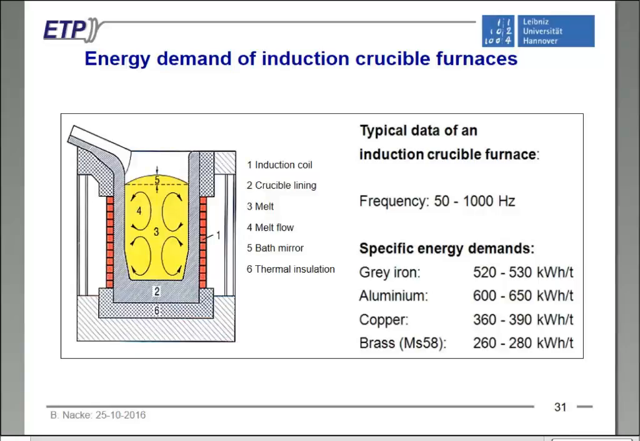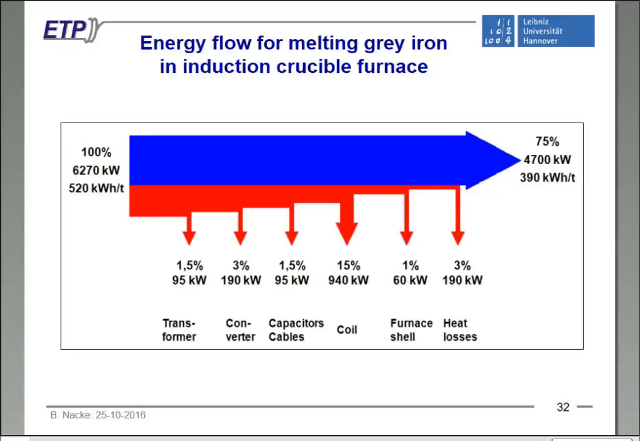So, looking a little bit at efficiencies or energy demands we need for melting. Here is a classical crucible furnace. For gray iron, we are in the range of 520 to 530 kilowatt hours. For other materials, you can see here. If we look at the next slide, this is an energy flow diagram. Totally, the efficiency for gray iron is roughly in the area of 75%, and the maximum losses, as you can see here, are the coil losses, the inductor losses, which are roughly 15% in this case. Additionally, we have converter losses, but they are quite small compared to the coil losses.